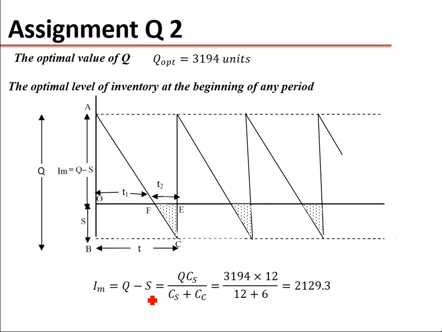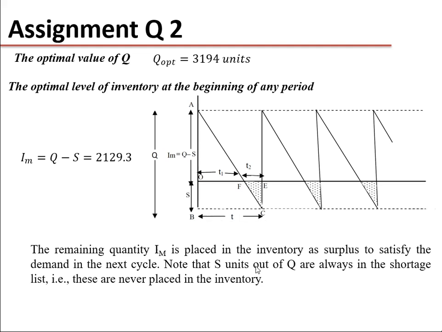This Q minus S, as I have already told you, is I M, the maximum inventory, which is Q C S upon C S plus C C. We have put in the values: Q we calculated, the shortage cost is given, and the carrying cost is given. So we can get Q minus S, and this is the I M value. Now this is the optimal level of the inventory at the beginning of any period.